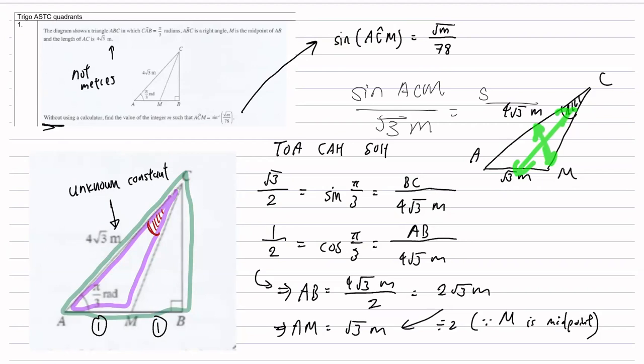Sine 180 minus 60 minus. Oh wait, no, that doesn't work. Not enough information. Right? Not enough information. So we've got a problem. CM. But how do you get CM? In terms of M?